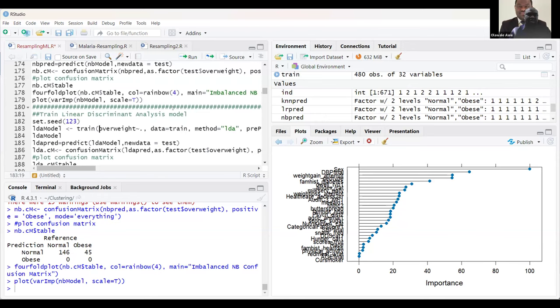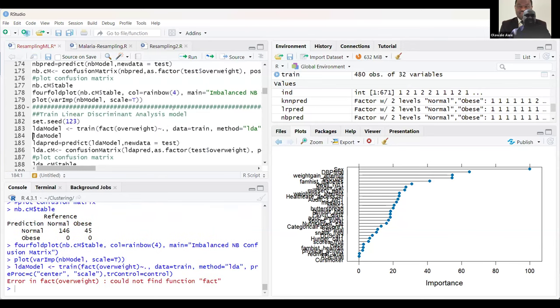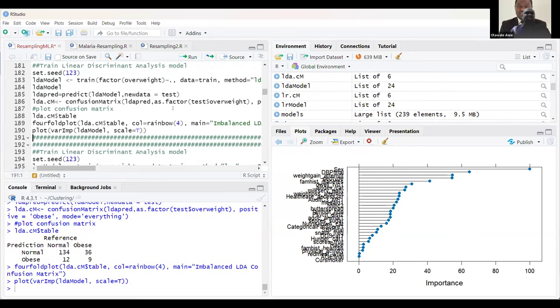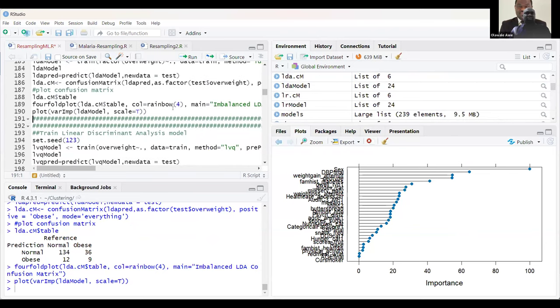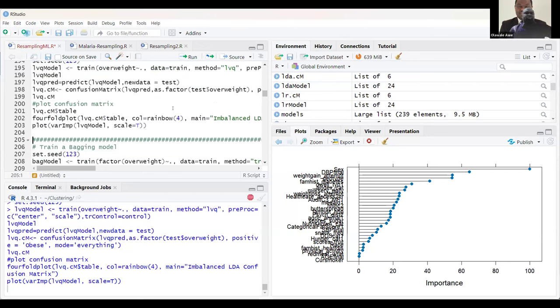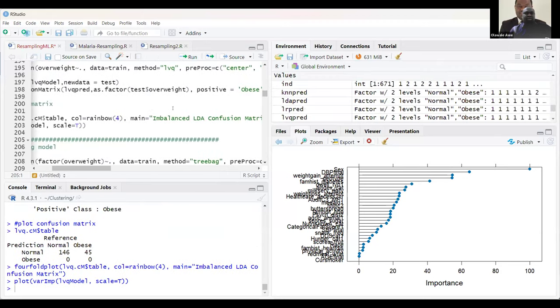Or normal. Now, let's see linear discriminant analysis. Let me make this one a factor. So, linear discriminant analysis. Okay, that ran so fast. Let's go ahead to learning vector quantization, LVQ. These are powerful models. So you do it the same way. Remember, you can use this for any disease.